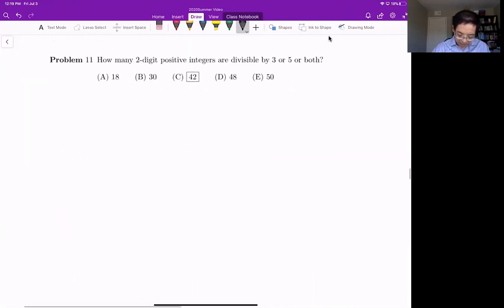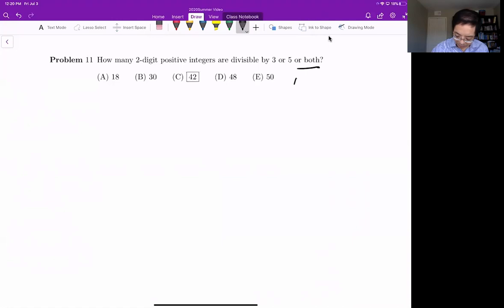Okay, problem number 11. So we are looking for 2-digit positive integers that are divisible by 3 or 4 or 5 or both. In fact, here I don't really have to say or both, because if I say divisible by 3 or 4, then automatically it includes the case that is divisible by both. But just to avoid any ambiguity, I emphasize we also should include the cases of both. All right.